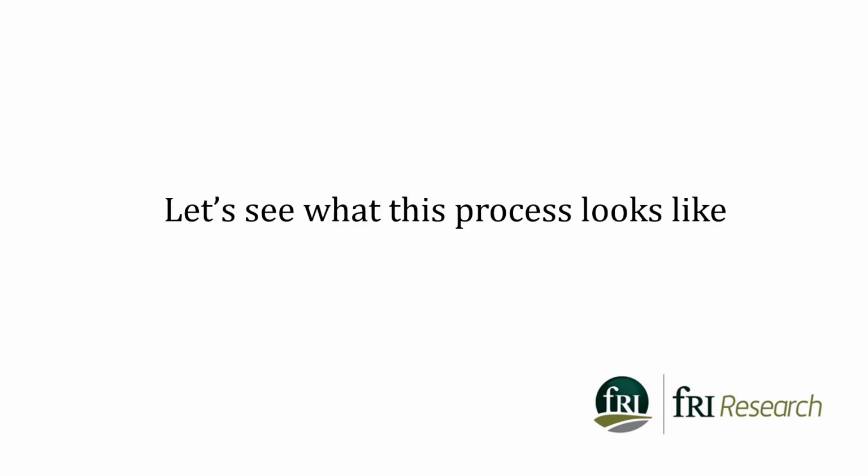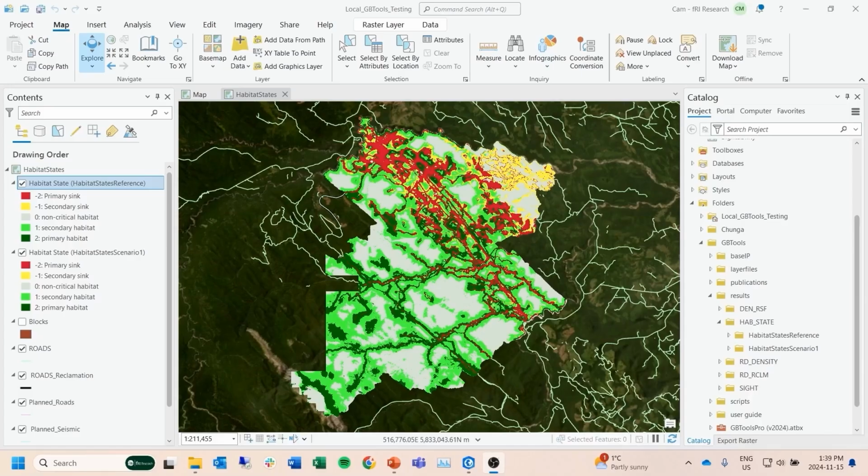So let's see what this process looks like. We're now going to go through an example of how to run this tool. Okay, now let's run our habitat states change detection tool. In order to run this tool, first we have to have run our habitat states tool twice. One as our reference, so generally you would just run this on the base inputs and not add any roads or cut blocks or seismic lines or anything to that. And then we have our scenario, which is where we have added our new cut blocks, our new roads, our new cut lines, etc. So I ran it twice.